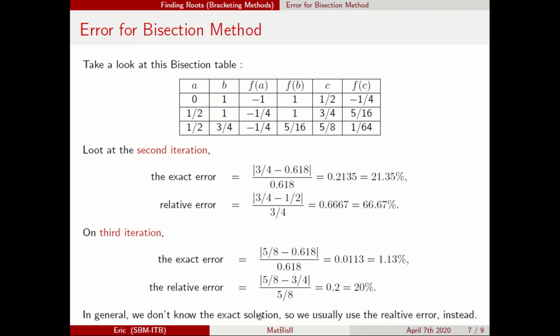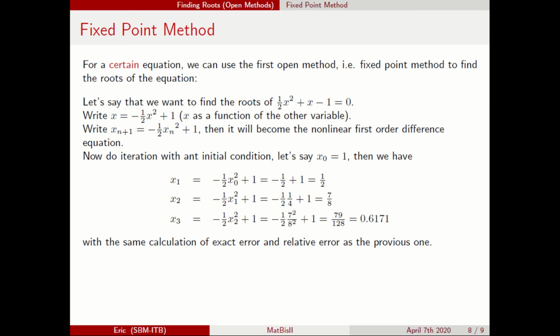In general, we don't know the exact solution, so we usually use the relative error instead. So that is the second bracketing method that we know, the bisection method. Next, we will look at the open methods. There will be two open methods discussed. The first is the fixed point method.